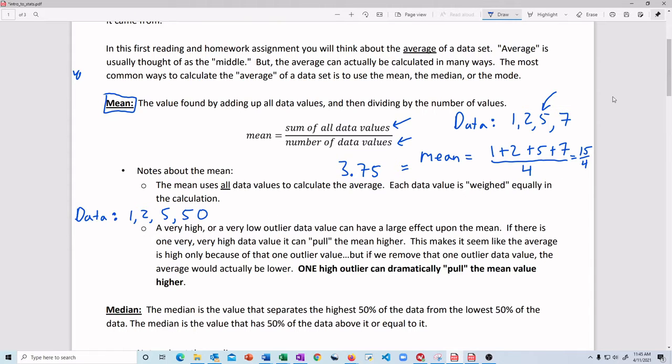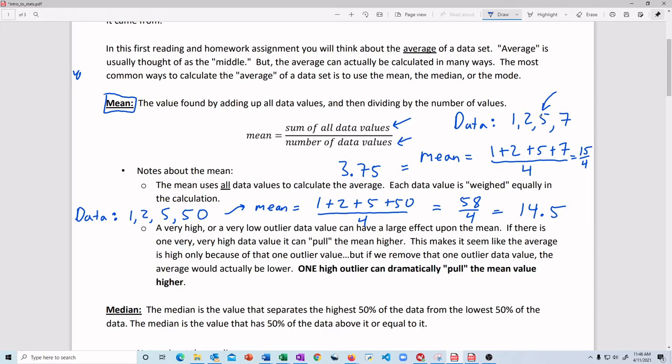So what did I do? I just replaced the 7 with the 50. This now is a number that's much bigger than the others. 7 was bigger than 1, 2, and 5, but not by a lot. 50, much bigger. So let's do the mean here. Let's see what happens. Again, try this on your own. You can pause the video. But here we go. We're going to add them all up. Divide by 4, because again, there's only 4 numbers. So this is going to give me 58 over 4, which equals, plug that in your calculator, 14.5.